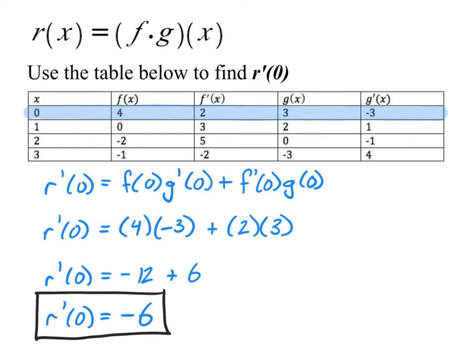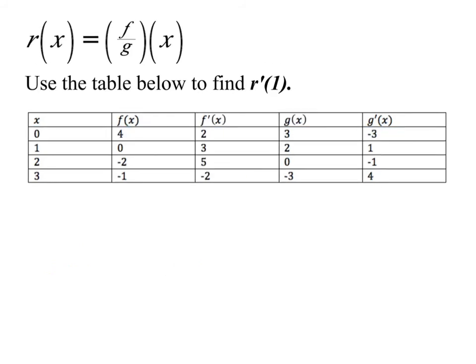So now that we've done a couple of them using product rule, I want to be able to practice this using our other rules as well. So, same table again, so you don't need to recopy the table, same numbers. This time I'd like you to find r prime of 1, but notice that r prime no longer is f times g. Now r prime is defined as f over g. All right, so for this one, we're going to need to be using quotient rule.